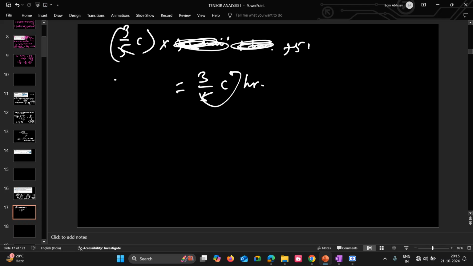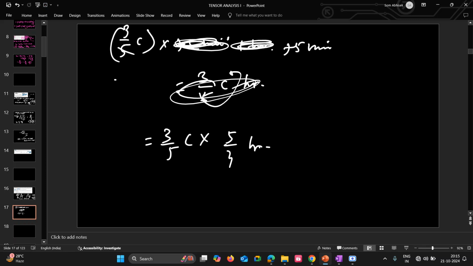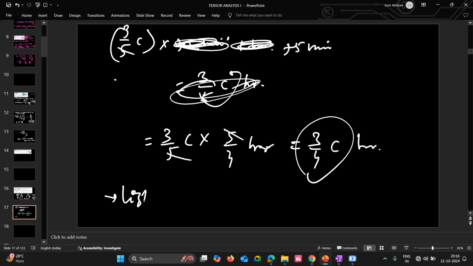So 75 minutes. 3 by 5 c into 5 by 4 hour, so 3 by 4 c hour. So light will take 3 by 4 light hour. The light signal will take 3 by 4 hour to return to Earth. You can write: light signal will take 3 by 4 hour to return to Earth.